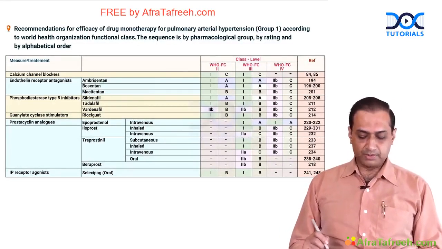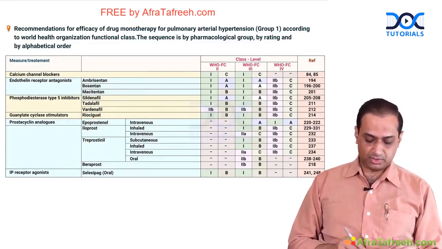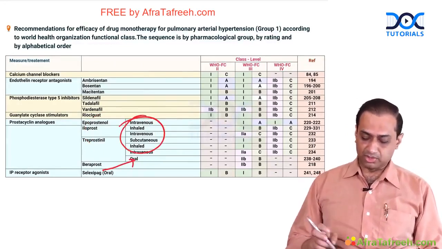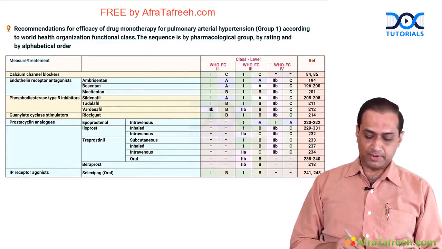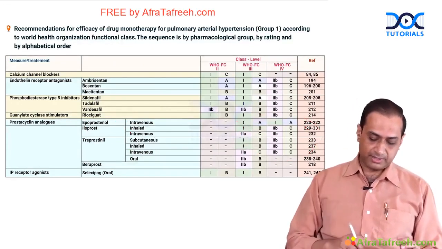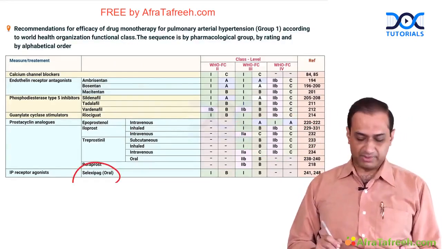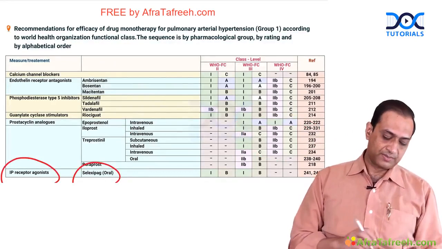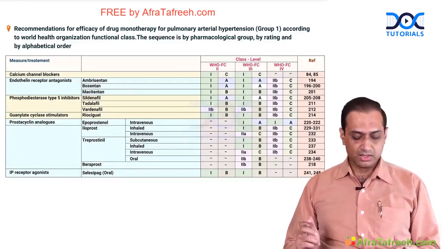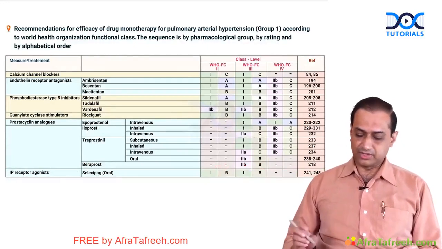You can use prostacyclin analogs, but most of them are not oral. Beraprost is the oral one, but it's not very proven. So epoprostenol, iloprostenol, treprostinil are preferred in functional class 4. But now you have evidence for selexipag, which is already available in the West and will now be available in India. It's a prostacyclin receptor agonist, and it's recommended as class 1 in functional class 2 and 3 patients.